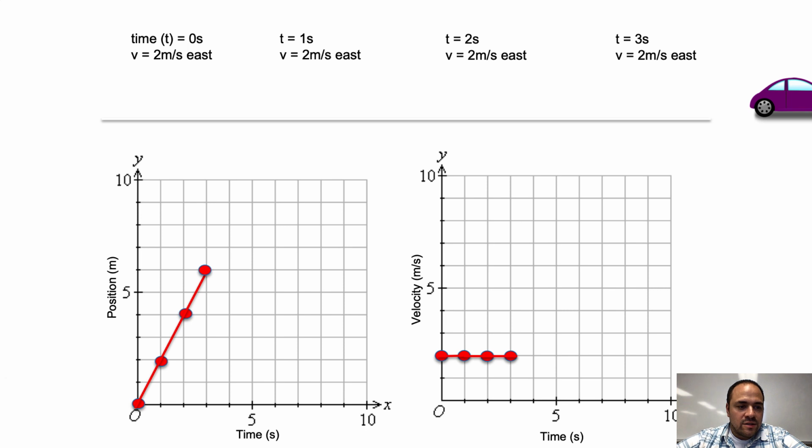Okay, so you can see that the position versus time graph is sloped. The velocity versus time graph is not sloped. The slope of a position versus time graph gives you velocity. So the slope of this graph is actually the velocity. The slope of this graph is 2 meters per second, and that is our velocity here.